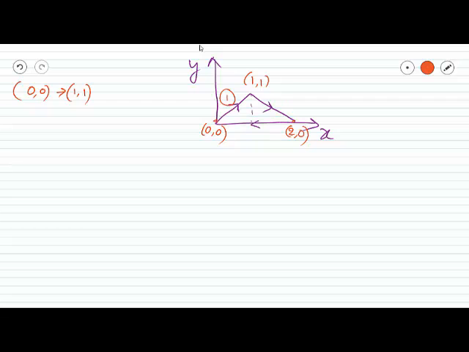Write down the distance vector: (1 − 0) a_x bar, (1 − 0) a_y bar. So the distance vector is a_x bar plus a_y bar. Similarly, take path 2, from (1,1) to (2,0). The distance vector is (2 − 1) a_x bar, (0 − 1) a_y bar, so a_x bar minus a_y bar. So consider the distance vectors of the two paths as per the direction given in the problem. I am following the same direction. Now do the cross product.